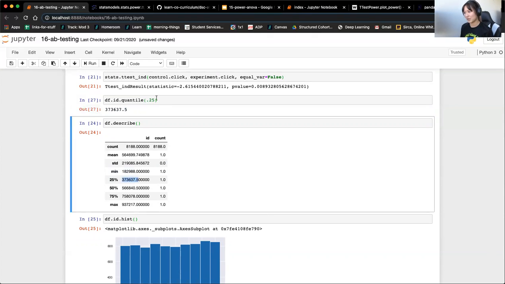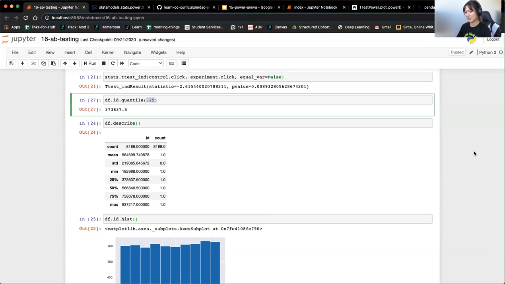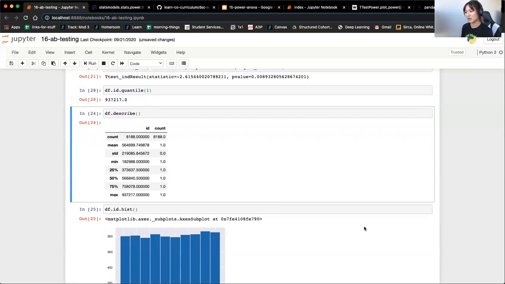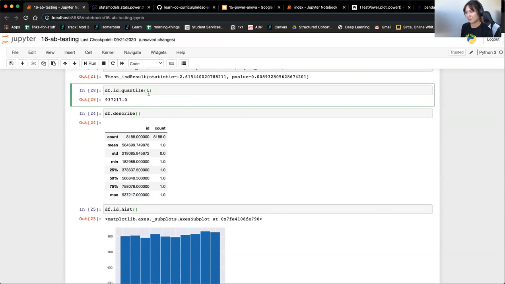And I think you'll be able to put in any decimal number. I think if you even give 1, I don't know. Yeah, if you give 1, it'll give you the max value. So yeah, that's what quantile is. It is helpful if you ever want to bin your values. I've seen people use quantile to bin values.